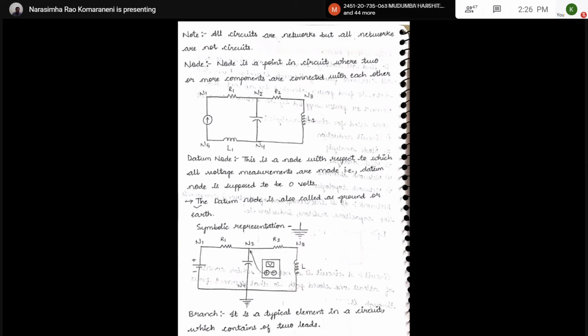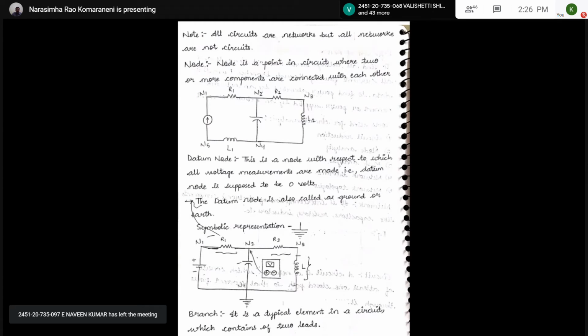See here. If you see this network element, how many leads are there? This is one lead, this is one lead, which means we can call this one branch. Similarly, this is also one branch, this also one branch, it has two terminals. This also one branch, this also one branch. So total how many branches are there? 1, 2, 3, 4, 5 branches are there. Is it clear?